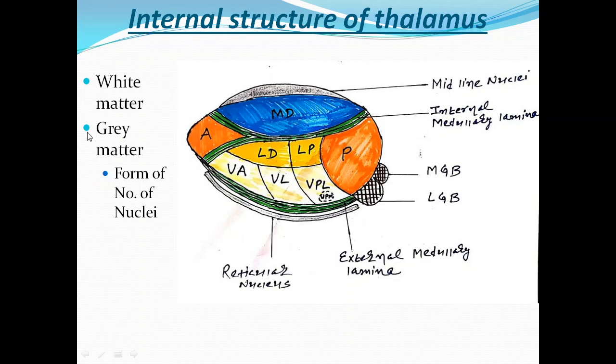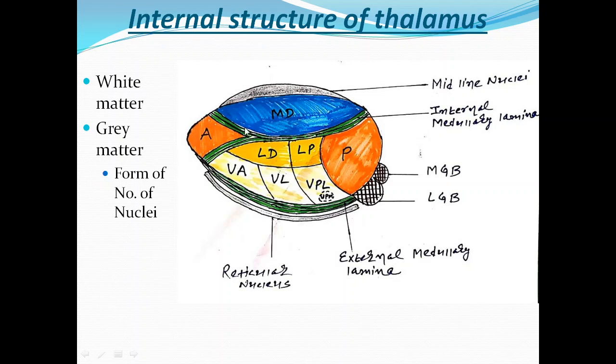So that is about the white matter. Now next is gray matter. Thalamus mainly consists of gray matter, and it is in the form of a number of nuclei. You can see in this diagram, it is the horizontal section of the thalamus. It is a schematic diagram. So all these colored areas are the gray matter.